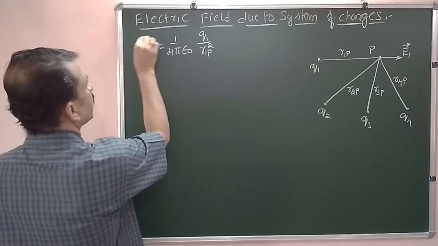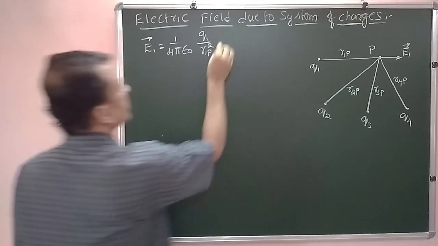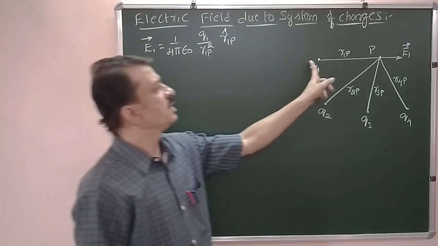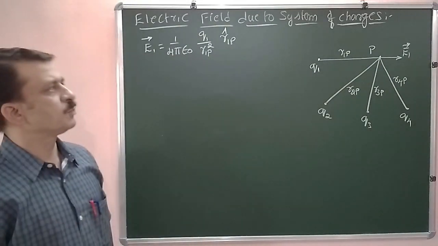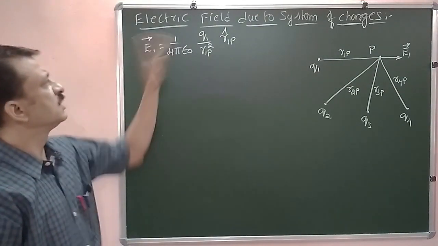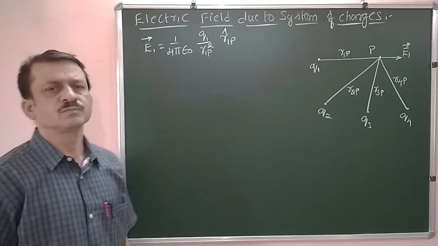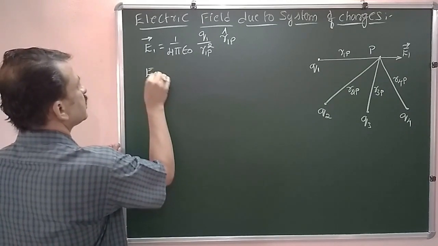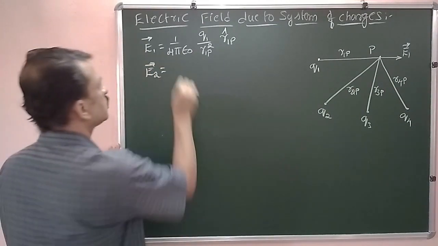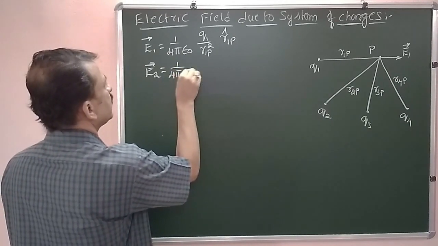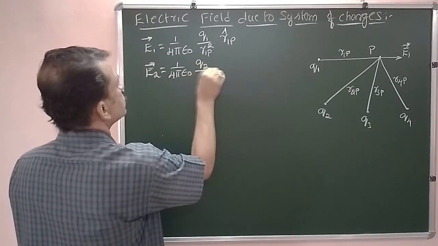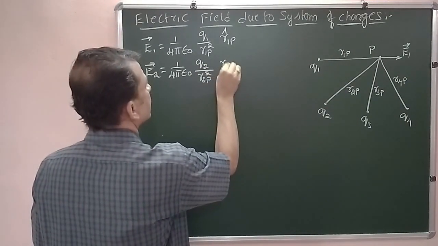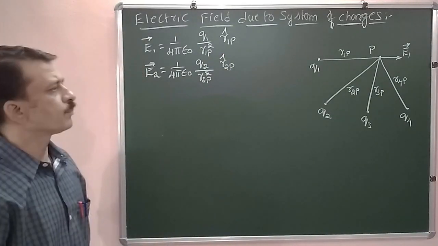So if I write it in the vector form, then we have R1P cap, a unit vector along the direction of the point from the first charge. Now this is the electric field due to the first charge. Similarly, write the electric field due to the second charge Q2. We have the expression, vector E2 is equal to 1 divided by 4 pi epsilon naught, that is Q2 divided by R2P square with unit vector R2P cap.